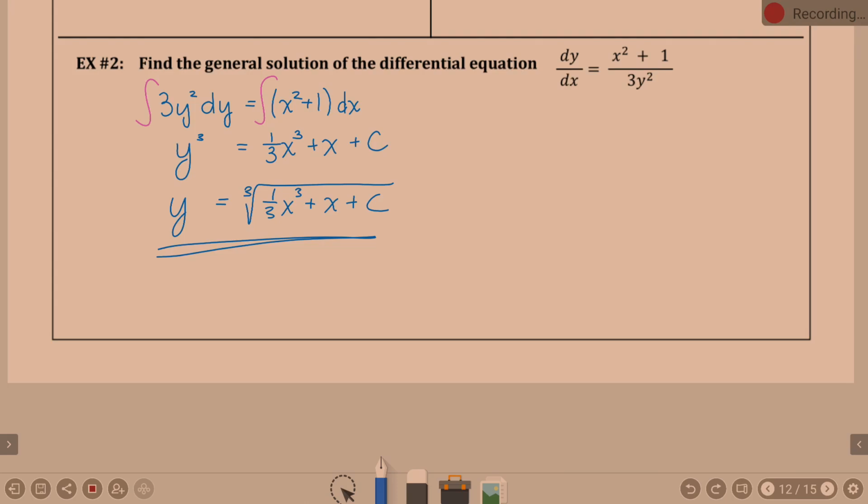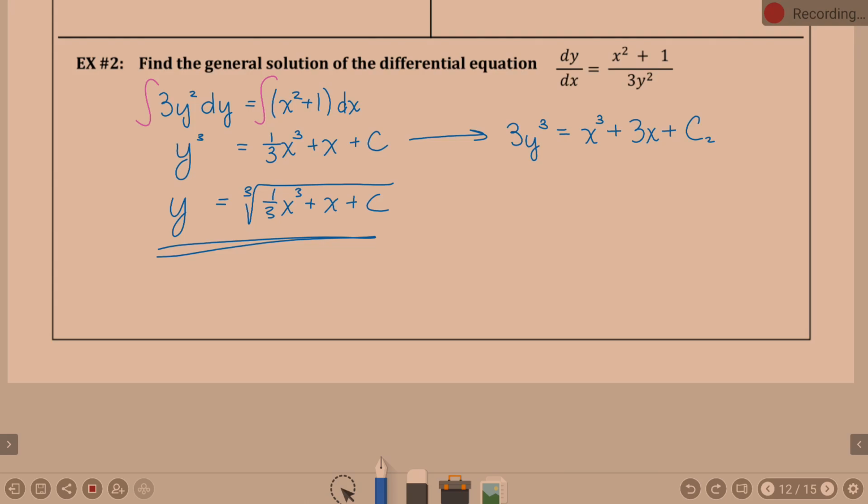So the other option is, first of all, getting rid of the fraction. So multiply everything by 3, and it's 3y cubed equals x cubed plus 3x. And I would just leave it as c again. You don't traditionally put 3c, it's just a different c.